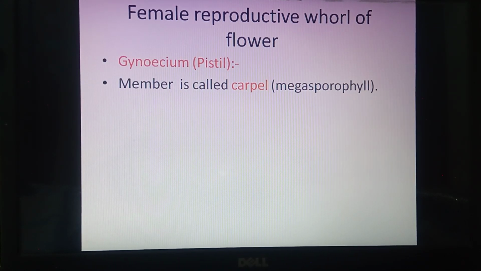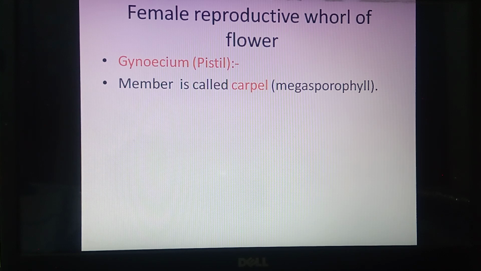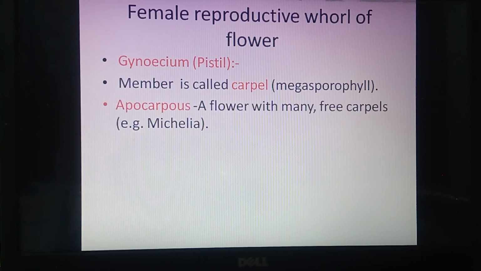If you observe the gynoecium, the members of the gynoecium are also called carpels or megasporophylls. This gynoecium is also called the pistil. In the case of gynoecium, one can observe a flower with many free carpels. Carpel is a member of the gynoecium, and a flower which shows many free carpels, the condition is called apocarpous gynoecium.